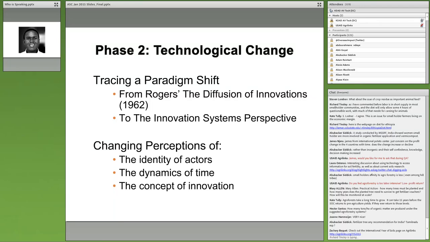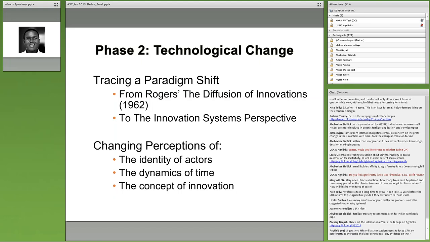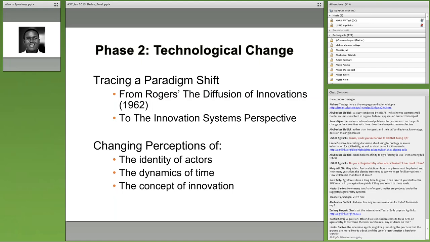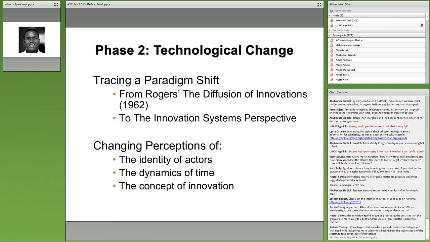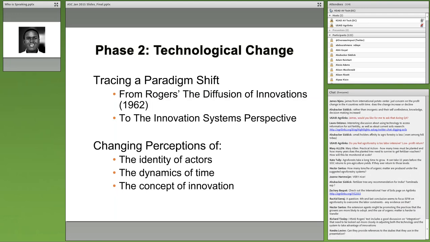We're going to shift from that perspective to an innovation systems perspective that is 21st century. We're going to talk about the identity of actors and how our conception of who the actor is and how we characterize them changes. We're going to talk about the dynamics of time: to what extent is time a dimension in all this, and how do actors and innovations change over time? And finally, whether innovation is an object or a process. Considering those three factors in the paradigms, we'll see how we have evolved over time.